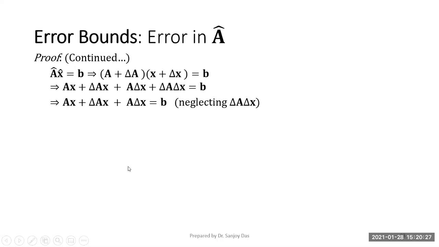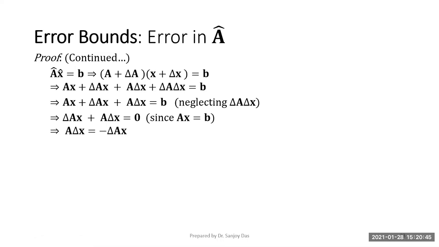Now, what do we do next? We know that AX equals B, whence delta A X plus A delta X equals 0. Or A delta X equals negative delta A X. Or delta X equals negative A inverse delta A X.